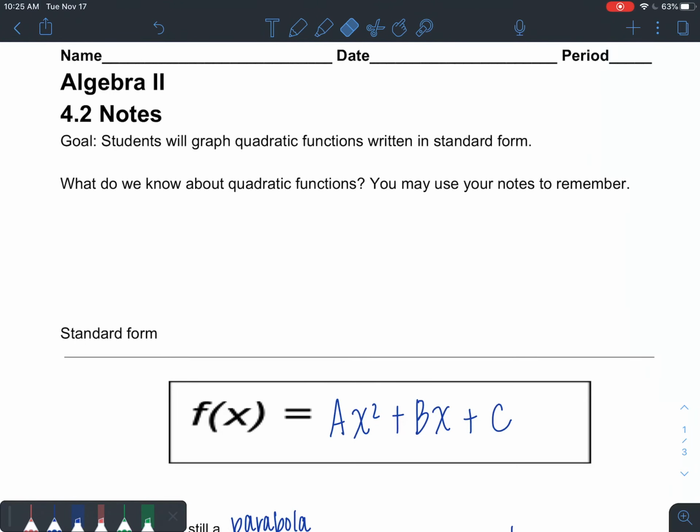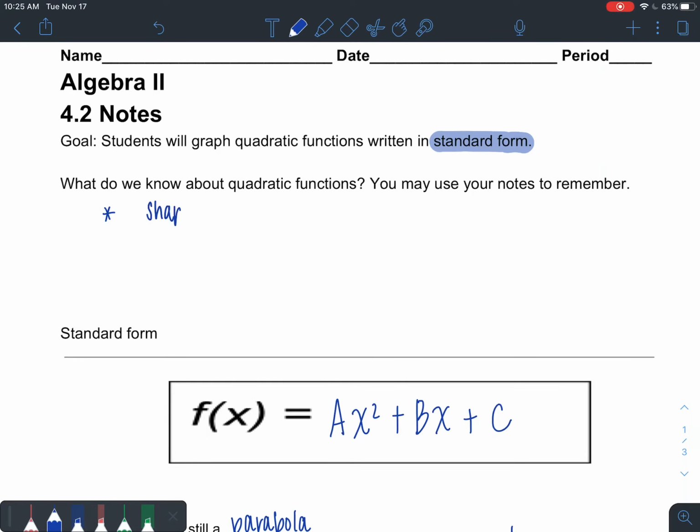Today we're talking about quadratic functions in standard form. Previously, we did vertex form. So using those notes on vertex form, I want to go ahead and list what you know about quadratic functions. Here's some things that I would have said.